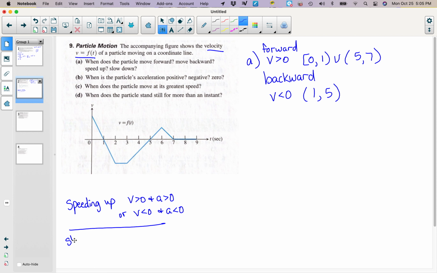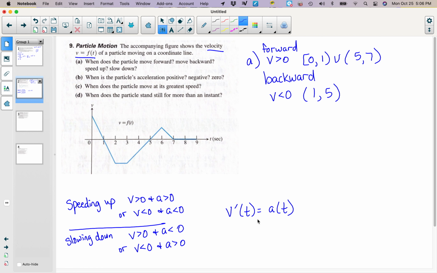And slowing down, we're looking for opposing signs. So the velocity might be positive and the acceleration negative, or the velocity could be negative and the acceleration positive. So it's easy to tell when the velocity is positive and negative, we already did that. But we need to talk about the acceleration. So remember the relationship between the velocity and acceleration. If we take the derivative of velocity, we get acceleration.